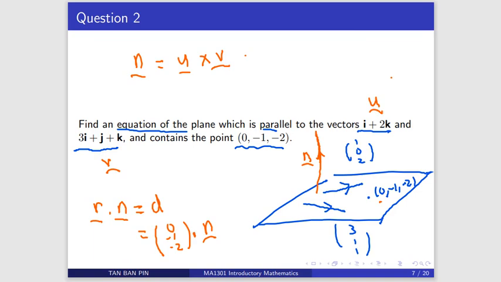For this question, you can also take n to be v cross u. It doesn't matter which vector you call u and which you call v. Although u cross v and v cross u point in opposite directions, both are normal vectors to the plane. So it doesn't matter whether you consider i plus 2k as u and 3i plus j plus k as v, or the other way around.